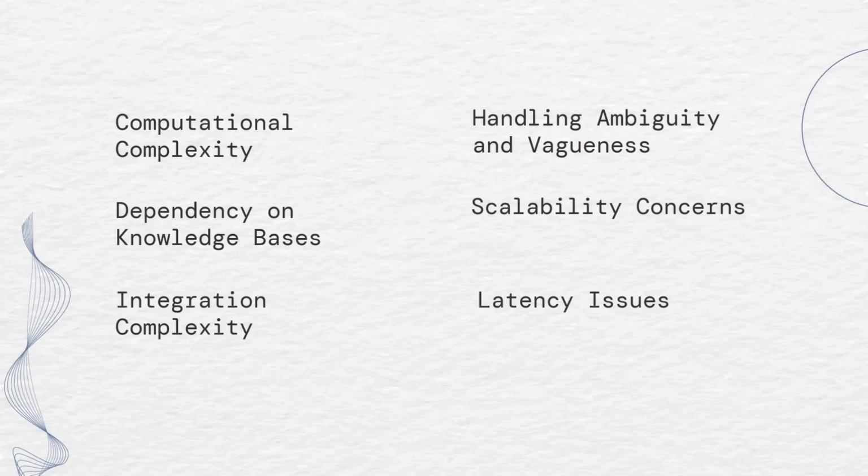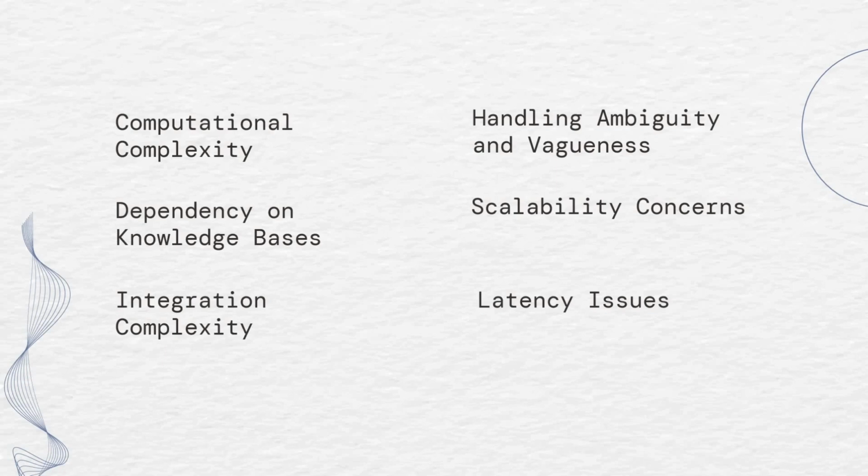And here we are done with the limitations of RAG as well. Some of the limitations that we discussed are somewhat superficial in nature and not really stemming from the RAG system itself. But some of them, like handling ambiguity and vagueness, scalability concerns, and latency issues, stem from the features or how the RAG system works, and even dependency on the knowledge base as well.